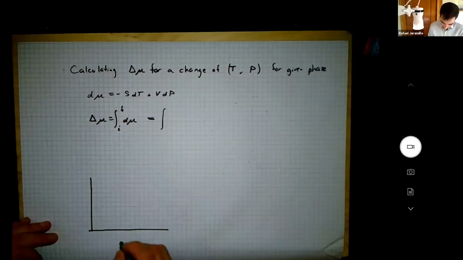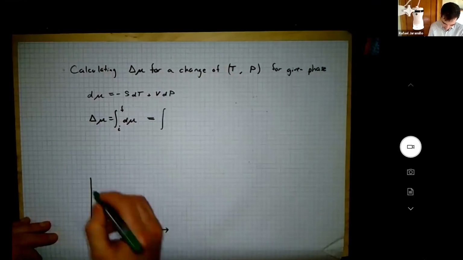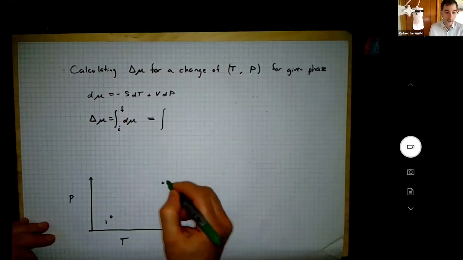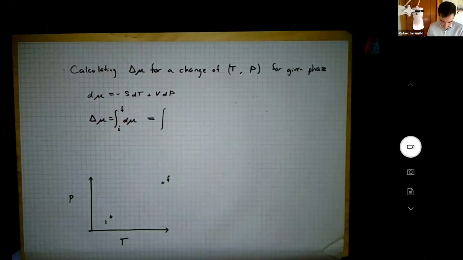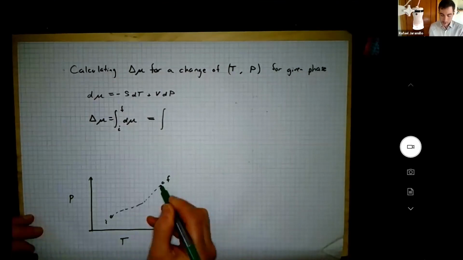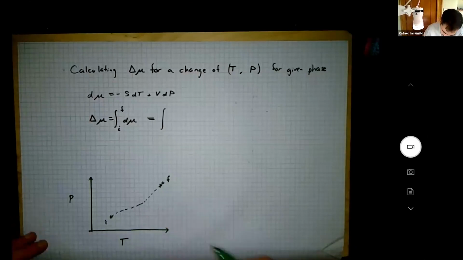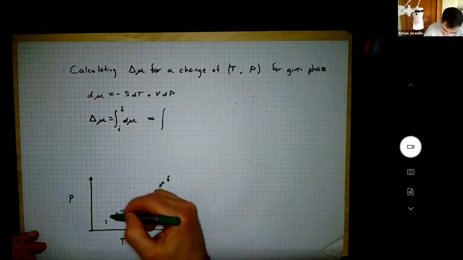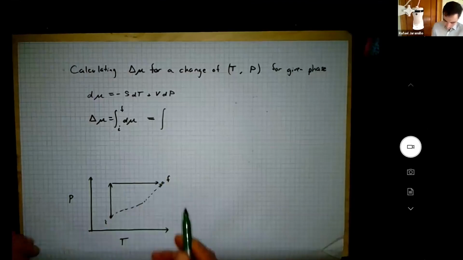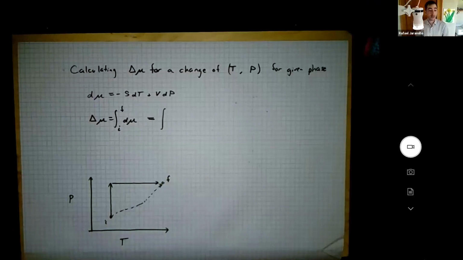Here's temperature. Here's pressure. Let's say here's my initial point. Here's my final point. And my actual process that I'm trying to engineer might be kind of this, but we're talking state variables here. So I can take any path that I like. And so naturally, I want to integrate first along one fixed variable and then along the other fixed variable.